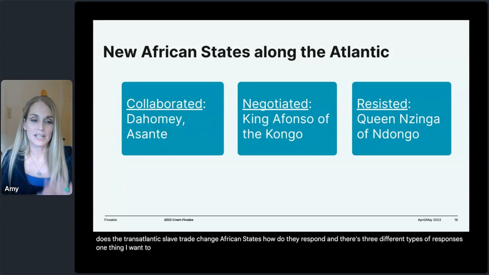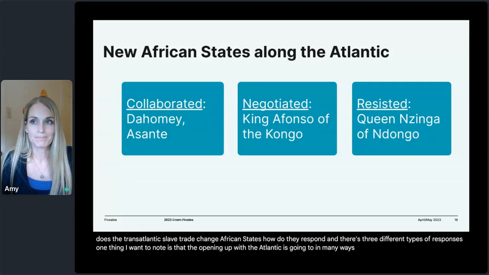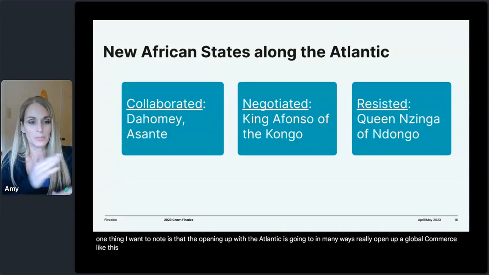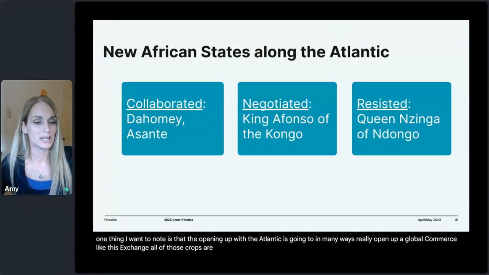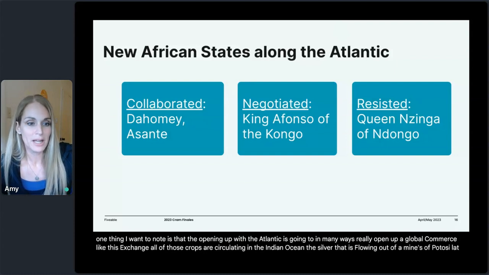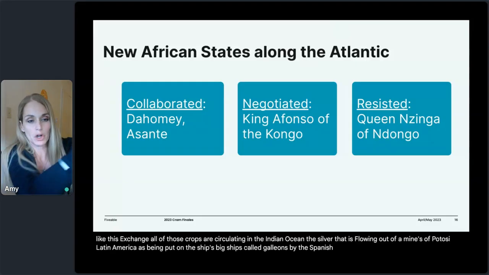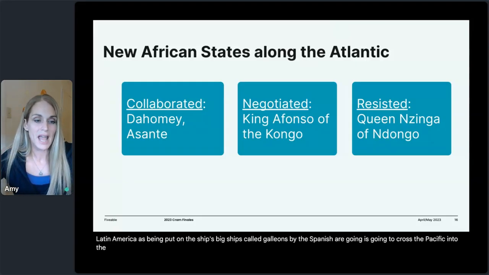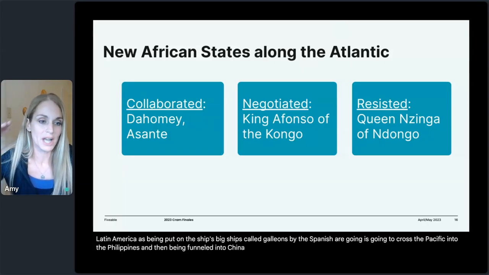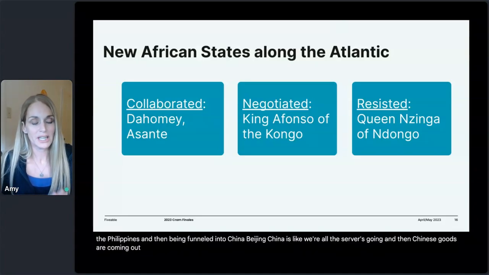One thing I want to note is that the opening up of the Atlantic is going to, in many ways, really open up global commerce, like this exchange that's happening in the Columbian Exchange. All of those crops are circulating in the Indian Ocean. The silver that is flowing out of the mines of Potosi in Latin America is being put onto big ships called galleons by the Spanish, going across the Pacific into the Philippines and then being funneled into China. Meaning China is where all the silver's going, and then Chinese goods are coming out. So there really is this thriving global exchange.